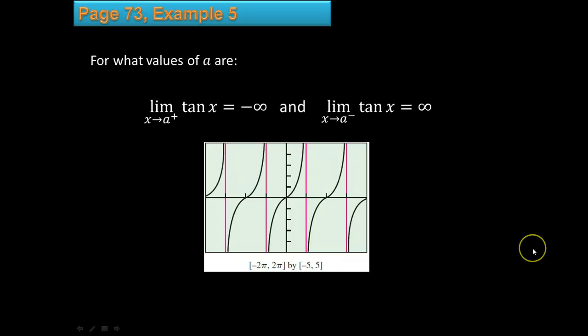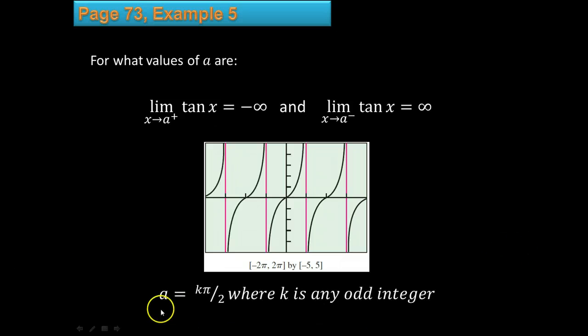And a way that we can write that is like this. We could say that a is equal to k pi over 2, where k is any odd integer. So this k is allowed to be any odd integer: negative 1, negative 3, negative 5, 1, 3, 5. Anything that's odd is going to get us our odd multiples of pi over 2. And that's where, periodically, the tangent function will run off to positive infinity as we approach from the left, or negative infinity as we approach from the right.